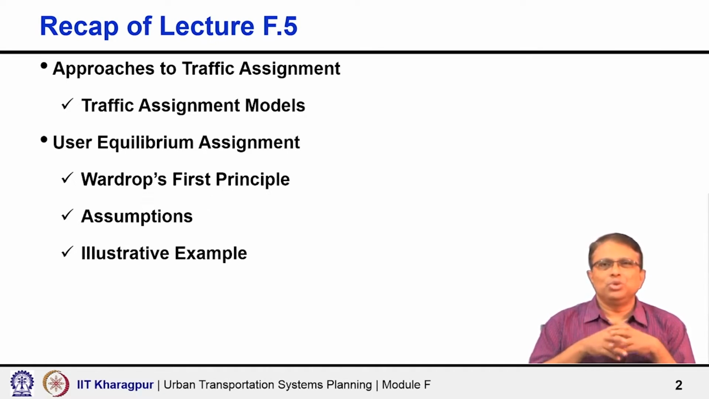So, no further change will happen when everybody finds that nobody, by changing route, can reduce the travel time further in the whole network for the whole OD pair.